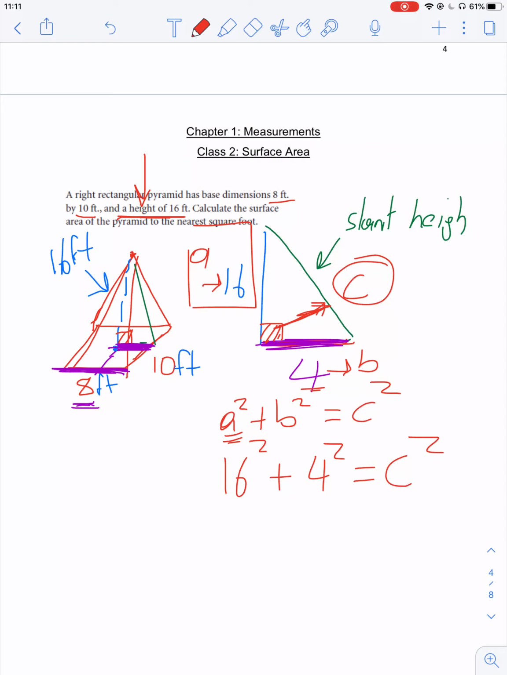I'm not going to skip any steps. So 16 squared is 256. 4 squared is 16, and this equals c squared. When you add them up, 256 plus 16, you will get 272 equals c squared. Now guys, just remember that we're not interested in this. This is c squared. I'm not interested in the c squared value. What I want is the c value.